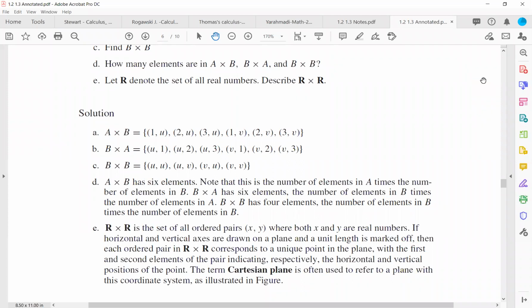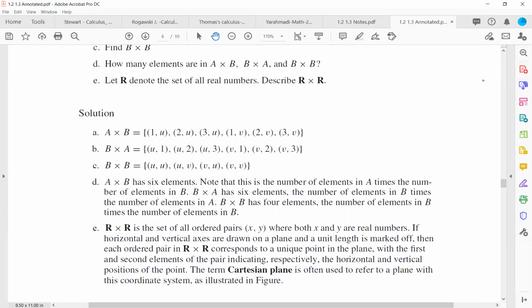The cross product between A and B. All first coordinates are coming from A, and all of the second coordinates are coming from B. So you get a set including (1, u), (2, u), (3, u), (1, v), (2, v), and (3, v). So as you can see, you have 1, 2, 3, 4, 5, and 6 elements. The cardinality of A cross B is 6.